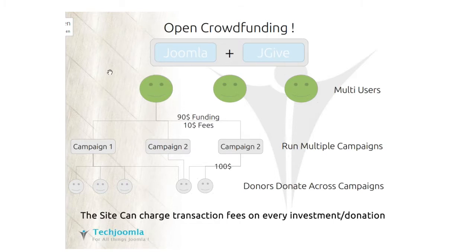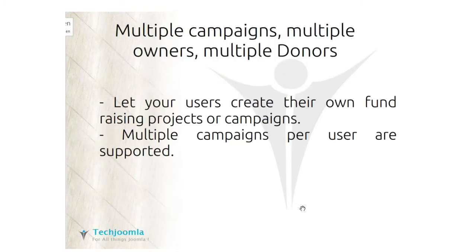When a person sets up a campaign, what you see here is user 1. He's got campaign 1, 2, and 3, and he's got multiple donors donating to it. Like in a multi-vendor site, you can, as an admin, charge transaction fees on every investment or donation. And the configuration of the fees is very flexible. You can either choose a percentage fee or a flat fee or a combination. So you can have multiple campaigns, multiple owners, and multiple donors.